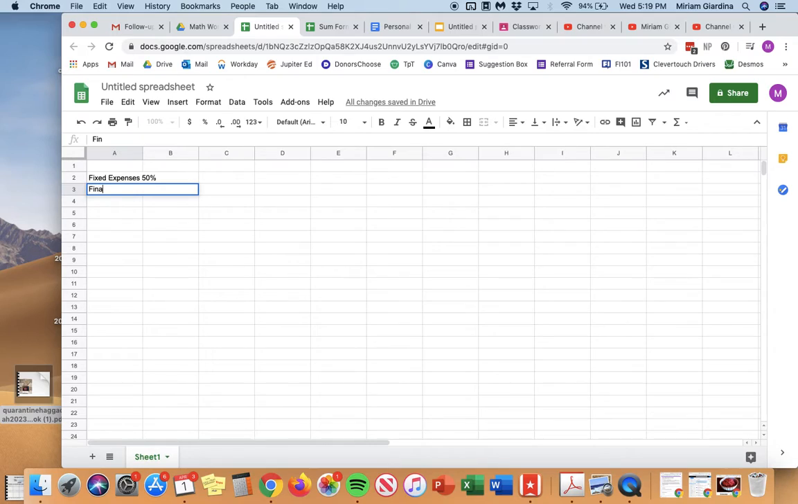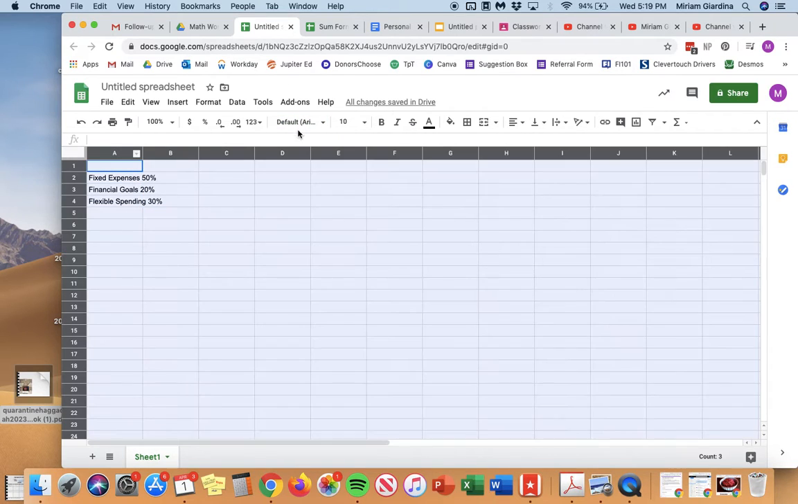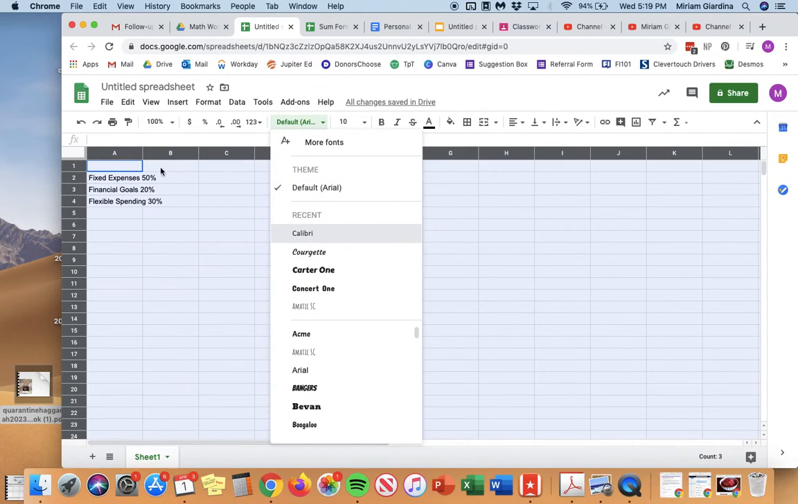Okay, the next one is financial goals. That's supposed to be 20%. Shoot, I didn't capitalize that. And the last one is flexible spending, which is 30%. Okay, so those are my three categories. I'm changing all this because I can't stand Arial font.